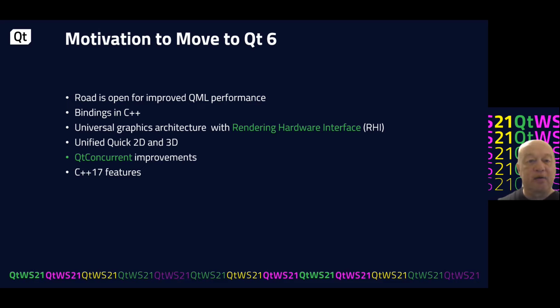And then Quick 2D and 3D have been unified already in Qt 5.15, but it's at a deeper level in Qt6. So you will benefit from the same scene graph approach in Quick 2D and 3D. And also there are some concurrent improvements in Qt6 that were not available in Qt5. And as Qt6 requires a C++17 compiler, you can take advantage of such features in Qt6.